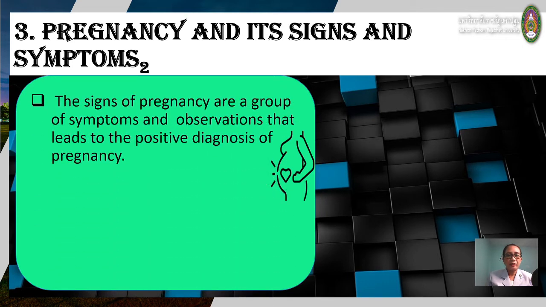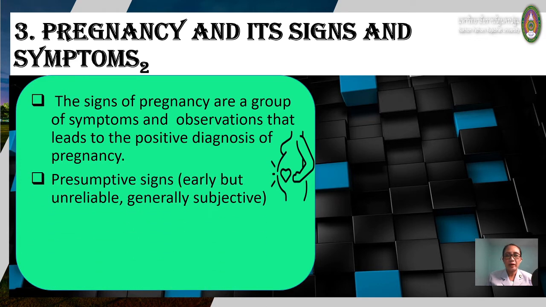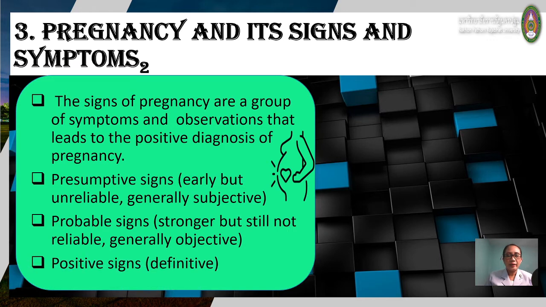The signs of pregnancy are a group of symptoms and observations that lead to the positive diagnosis of pregnancy: presumptive signs, probable signs, and positive signs. The presumptive signs are early but unreliable and usually only reported by pregnant mothers. The probable signs are stronger but still not reliable because we can only see the symptoms objectively. Then the positive signs are definitive, wherein certain procedures are done to confirm the pregnancy.